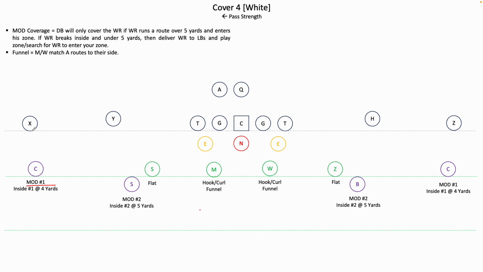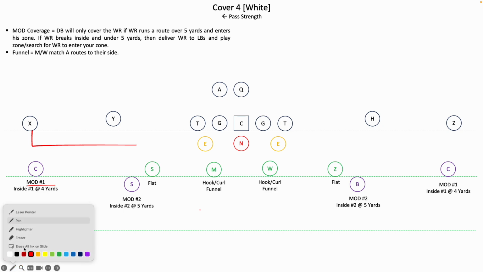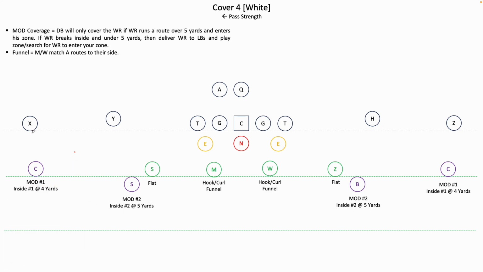Okay, so like we talked about, if X runs this kind of a route, and then the Y runs a wheel behind it, this is now the number one route. Okay, because they've effectively just switched sides. So that's another way to think about it. You're still on the number one. It's the number one wide receiver coming into your zone.